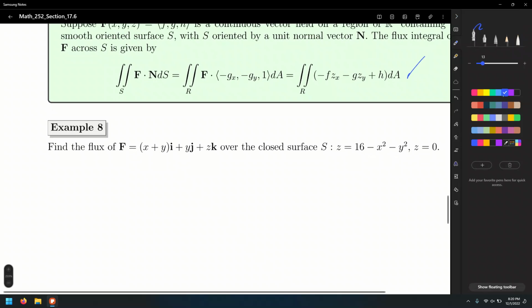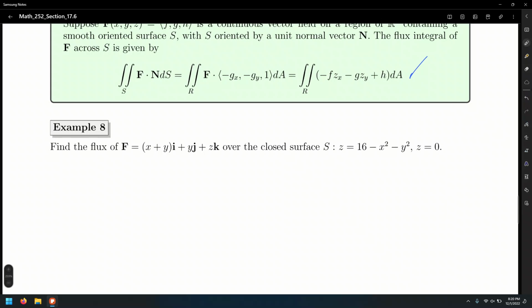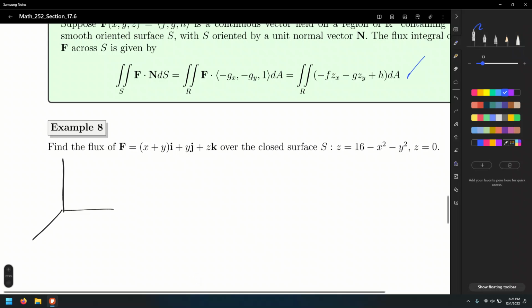So number one, what is it that we have? This is a paraboloid. We see the x squared and the y squared, and they're both negative, so it has to be an upside down paraboloid. So that's going to look like this, and hopefully I get it right. All right, so that's the paraboloid.